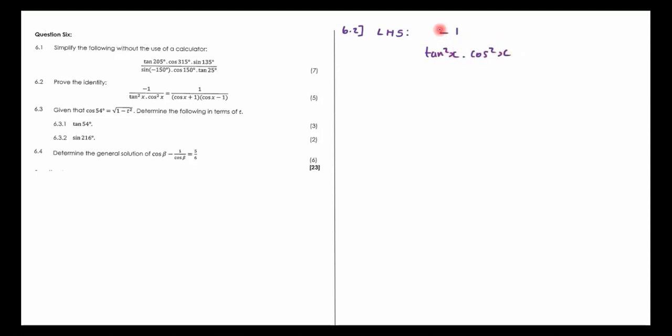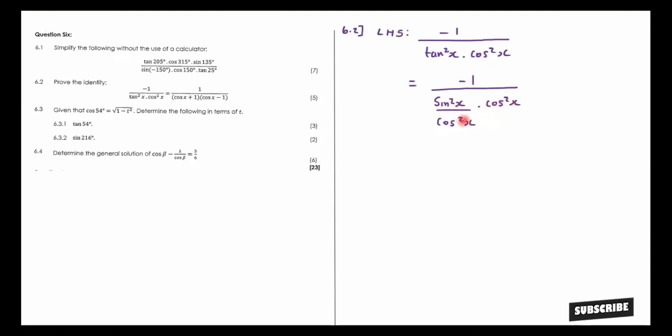Now when you're dealing with identity, it's very important to actually have steps. Now the very first step that you always need to do here is that if you have tan, always change it to sine over cos. So here we have tan squared, so the very first thing that I'm going to do here is to change that into sine squared x over cos squared x times cos squared x.